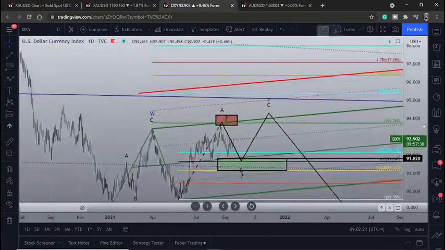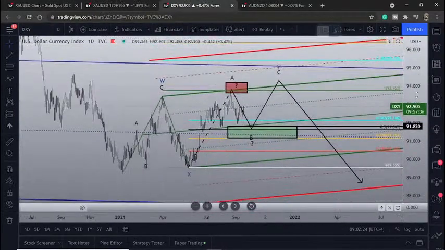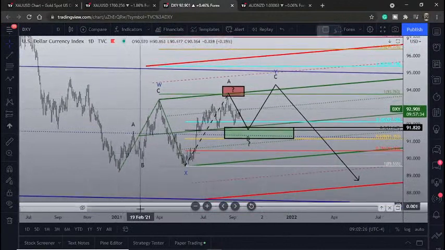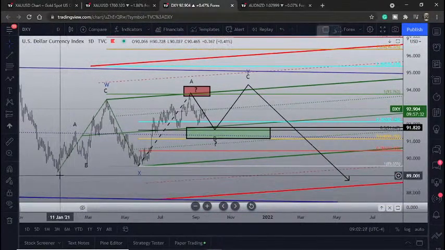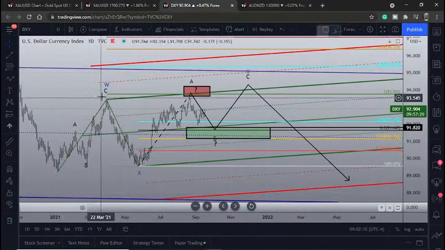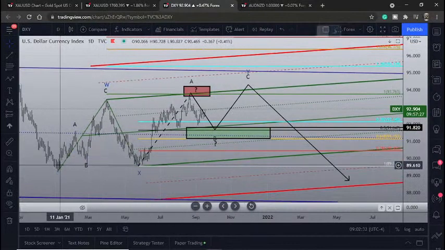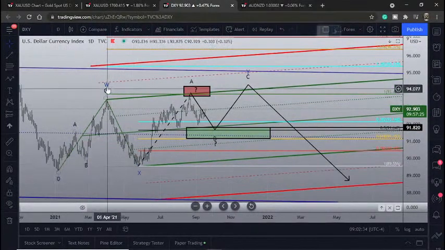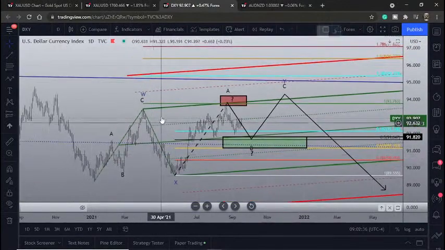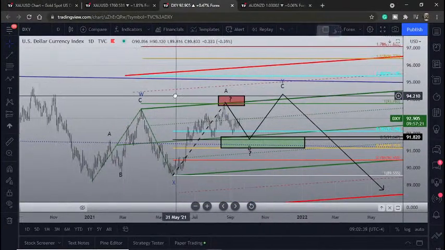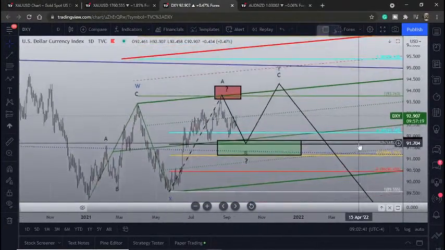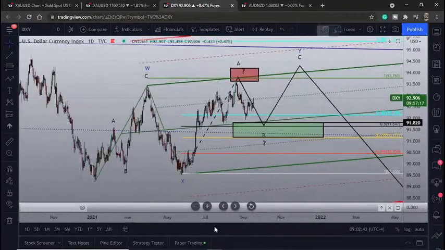And still, for me, the corrective pattern that I believe is still incomplete here is an ABC, what we call a WXY. It's basically two zigzag patterns connected by a WX axis. And it's called a WXY pattern for those that are familiar with Elliott wave analysis.